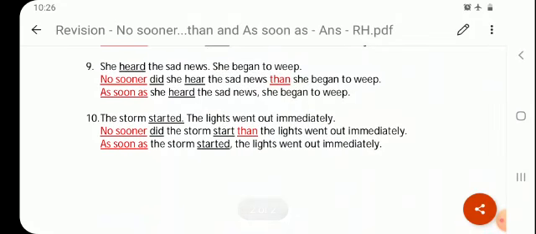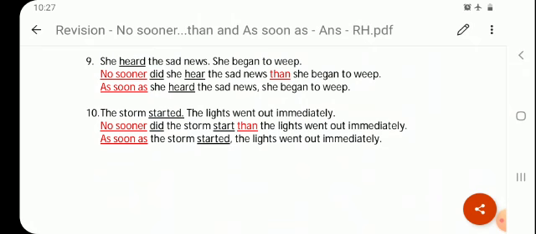Next one, she heard the sad news, she began to weep. Heard, past tense, so did and hear, okay, first form of verb. So no sooner did she hear the sad news, then she began to weep. As soon as she heard the sad news, comma, did remove, hear will become heard. As soon as she heard the sad news, comma, she began to weep, full stop.